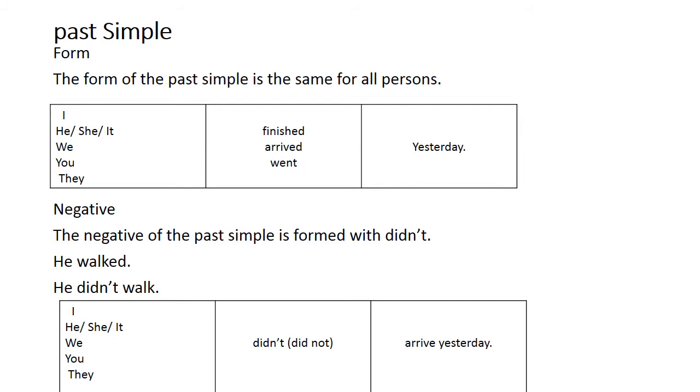There are many common irregular verbs and you can see them in the appendix in the box on page 143.